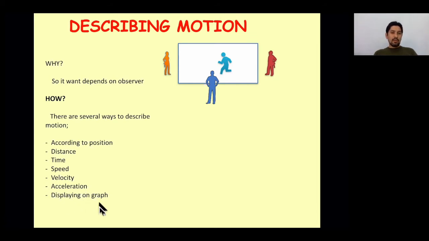Another method to describe motion is displaying it on a graph. Instead of explaining, if we display the motion on a graph, it will be easier to understand the motion. In this video, I'll be talking about speed, velocity, and acceleration. In my next video, I will explain displaying motion on graphs and graph types.